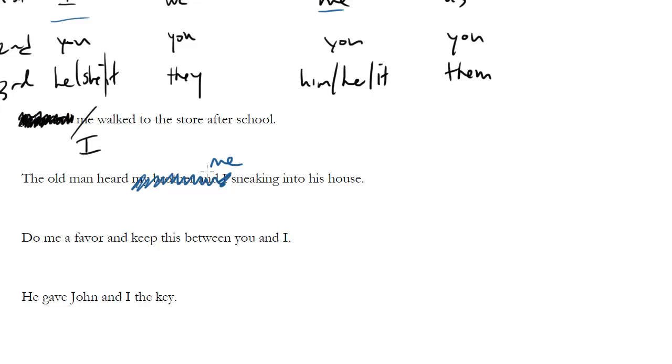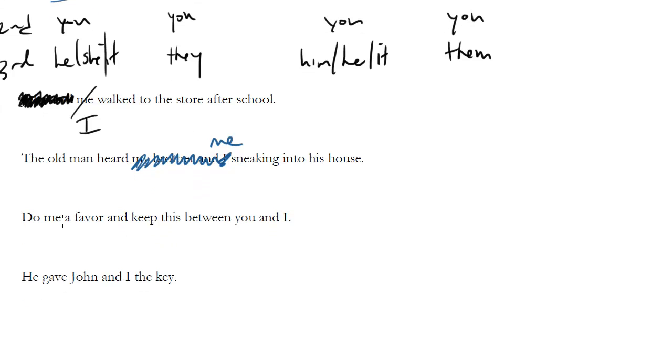So this is a case of overcorrecting. If you think the original is right, it's because you're overcorrecting. It's not always going to be John and I. Sometimes John and me is correct, and here's a case where it is. Do me a favor and keep this between you and I. So here, the technique of crossing out doesn't really work because then the "between" doesn't make sense. But the rule to remember here is after a preposition, your pronouns must always take the object case. So this should be between you and me. And this is something they will test directly. So just remember, especially with between you and me, or between John and me, or between Bob and him, however it might go, it's always going to be the object pronoun.